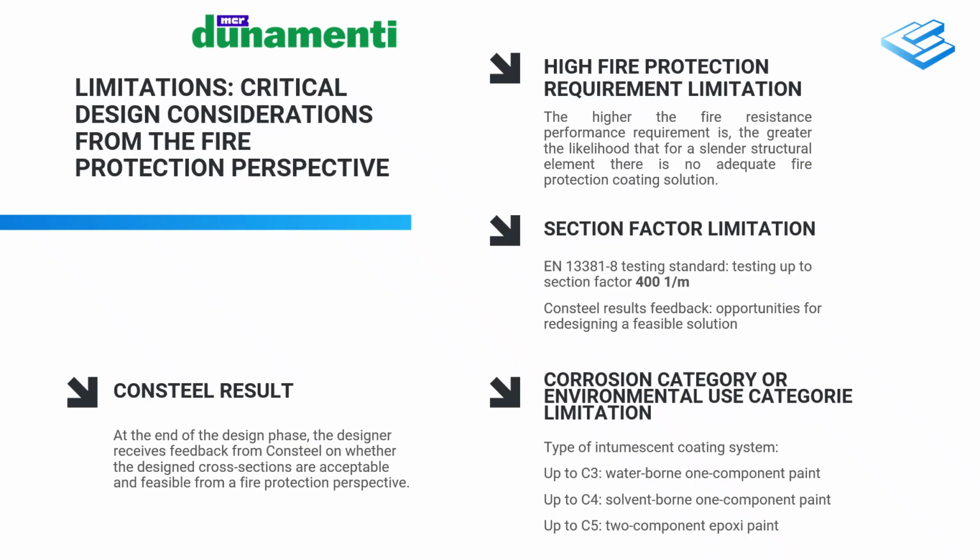For example, generally speaking, a water-based fire retardant paint can be used up to corrosion category C3, solvent-based paints up to C4, and in category C5 only high resistance two-component epoxy coatings are suitable. But these values are based on their own ETAs and durability tests, so this is just a general idea for you to see how limited it can be.